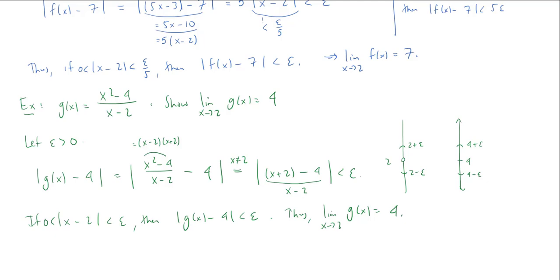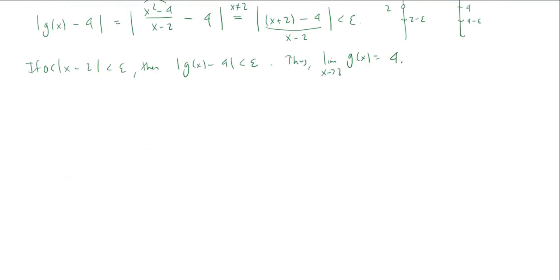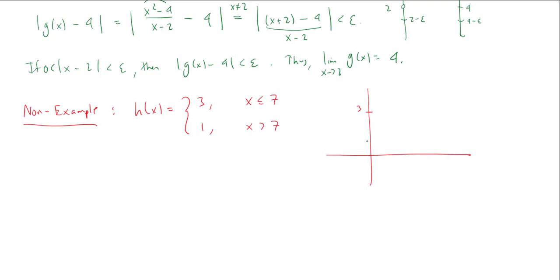Okay, let's do one more example in this video, except this will be a non-example. So our third function here will be h of x, and h of x is going to be a piecewise defined function. So it's going to be 3 until you get to 7. Then just after 7, it's going to drop down to 1. So pictorially, you have 3, you have 1, there's going to be 7. The function passes through 3, gets to 7, then drops down to 1. All right, so that's what our h of x looks like.